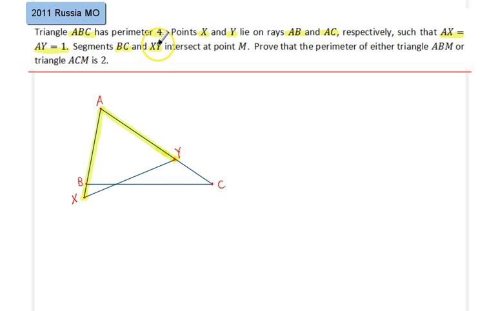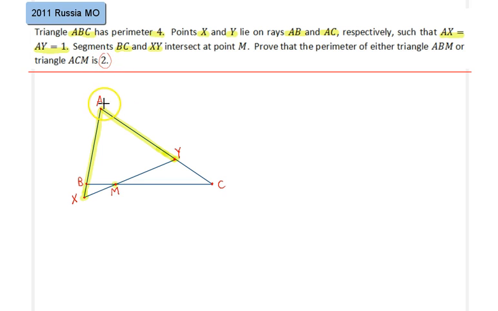Segments BC and XY clearly intersect at this point M, which I forgot to point out. So let's call it M. That's the intersection point. Prove that the perimeter of either triangle ABM or triangle ACM is actually 2.